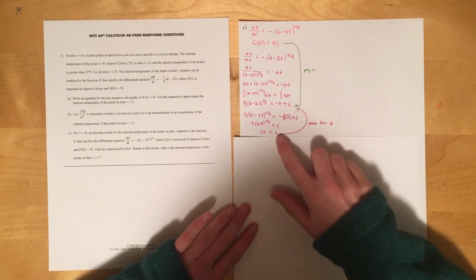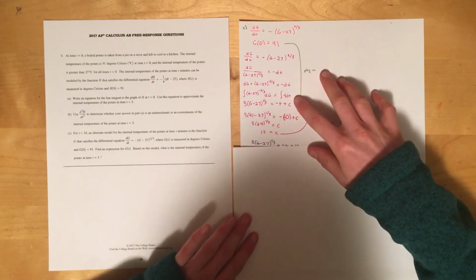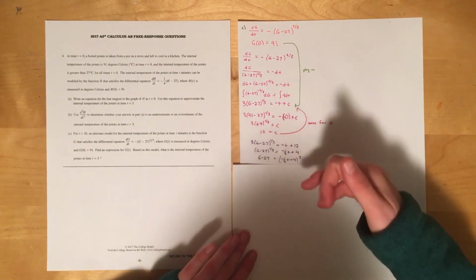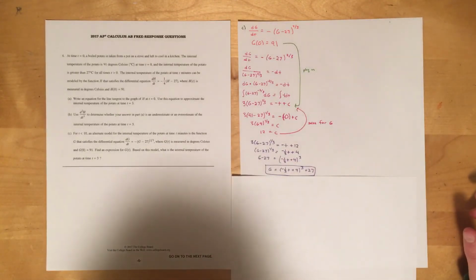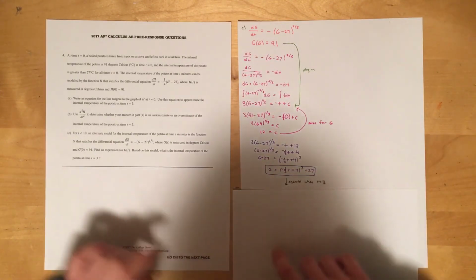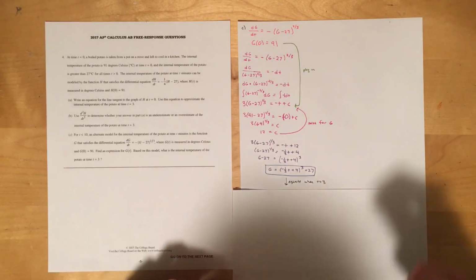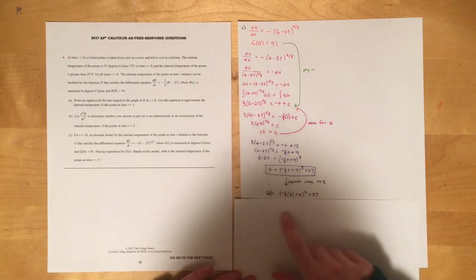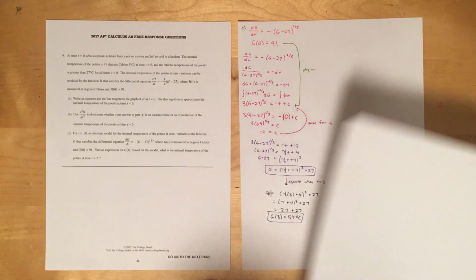But we're not done quite yet. We have to plug c back in and solve for g. So just through a series of arithmetic, you get g equals (negative 1/3 t plus 4) all to the 3rd power plus 27. Now, again, it asks what the internal temperature of the potato is at t equals 3. So you simply plug in 3, and you get 54 degrees Celsius. And that is the end of question 4.